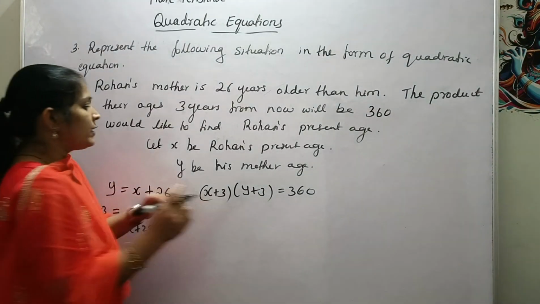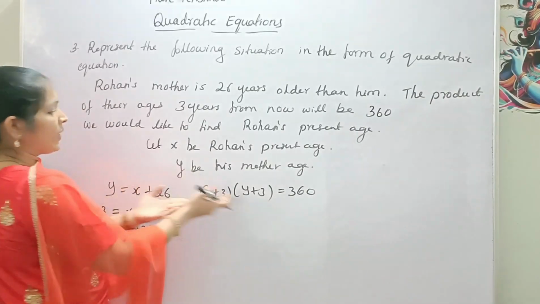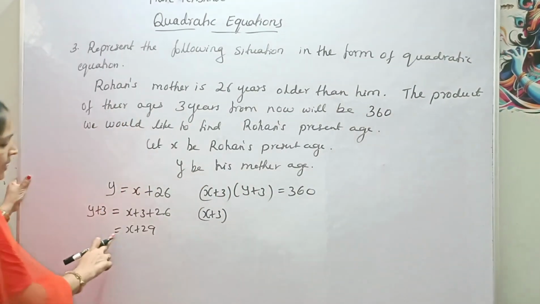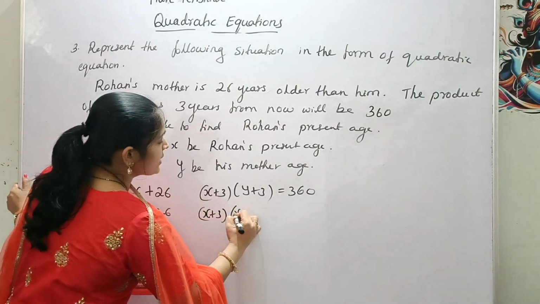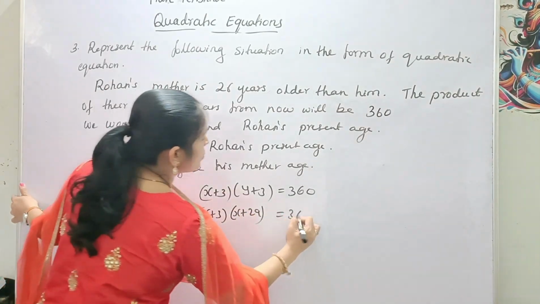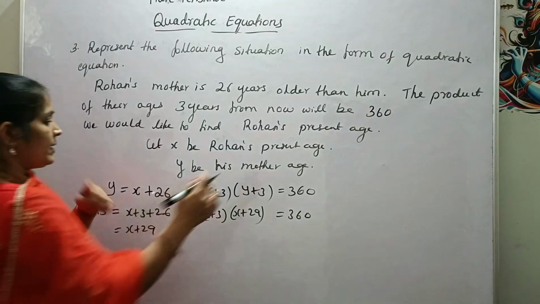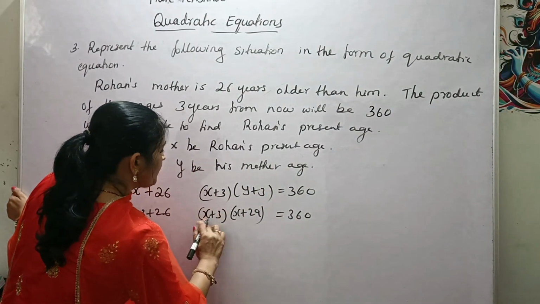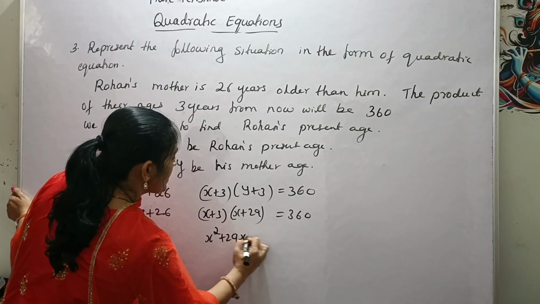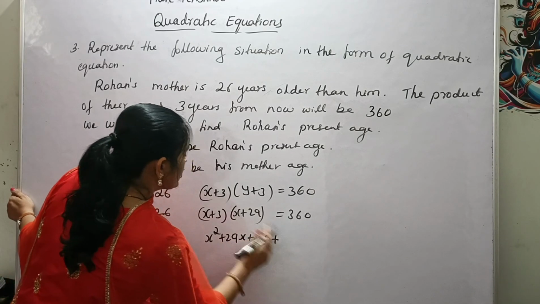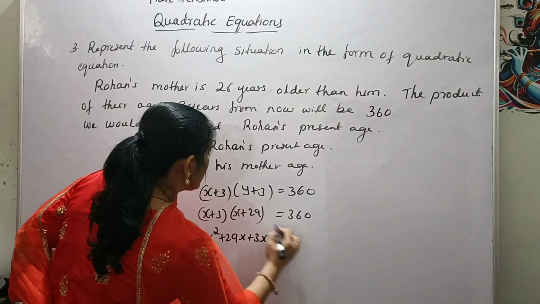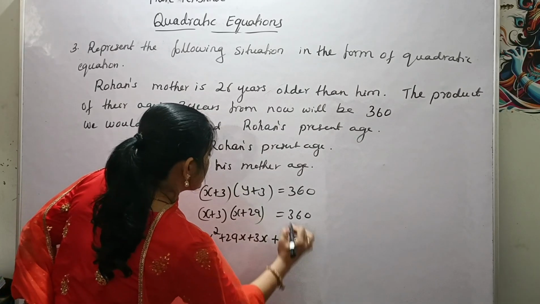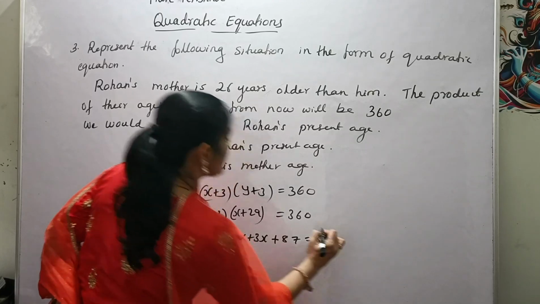Now you can substitute for y here. That is (x plus 3) into (y plus 3), which is (x plus 29), is equal to 360. Now simplify this one. x square plus 29x plus 3x plus 29 into 3, that is 87, is equal to 360.